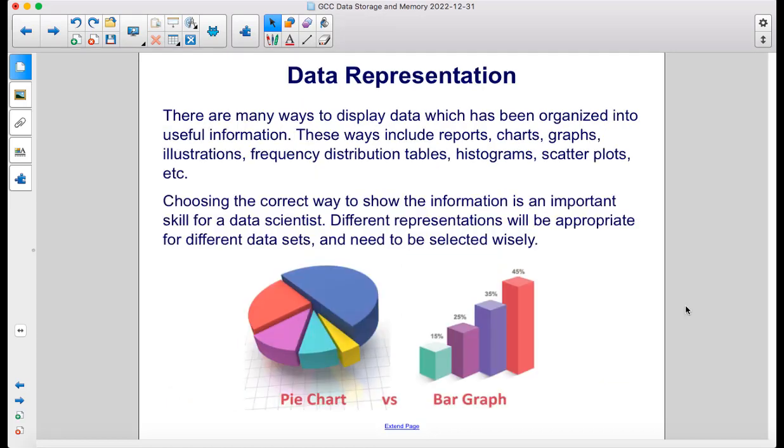There are many ways to display data, which has been organized into useful information. These ways include reports, charts, graphs, illustrations, frequency distribution tables, histograms, scatter plots, etc. Choosing the correct way to show the information is an important skill for a data scientist. Different representations will be appropriate for different datasets and need to be selected wisely.